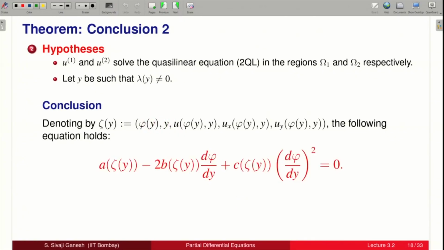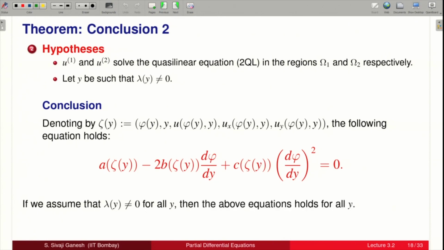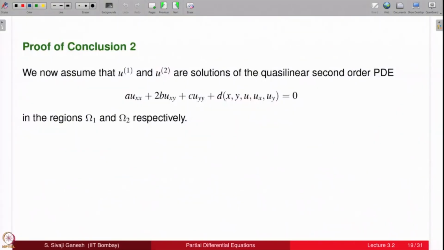So, the following equation holds; we are going to show this equation holds. Whenever lambda y is not equal to 0, at that point this equation holds. So, if you assume lambda y is not equal to 0 at all the points, then the equation holds for all y. Then this equation is the same as delta s identically equal to 0. Proof is very simple. We are going to assume that u1 and u2 are solutions, therefore, we can write down these equations in omega 1 and omega 2 with appropriate superscripts. So, we have this.